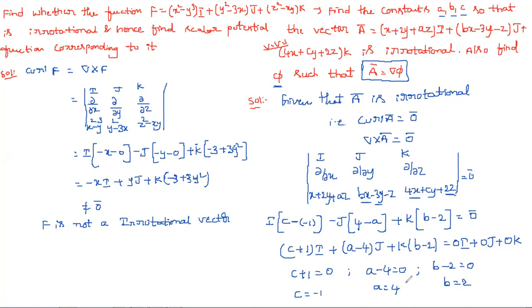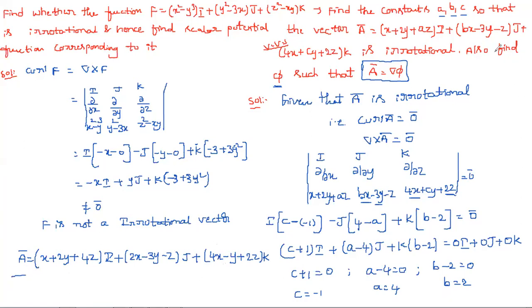Now we can substitute these values in the vector. If we substitute, what will we get? a bar is equal to x plus 2y plus az, where a is 4, so 4z into i. Next, plus bx, which is 2x, minus 3y minus z into j. And next, plus 4x plus cy, where c is minus 1, so minus y plus 2z into k. So this is a bar.